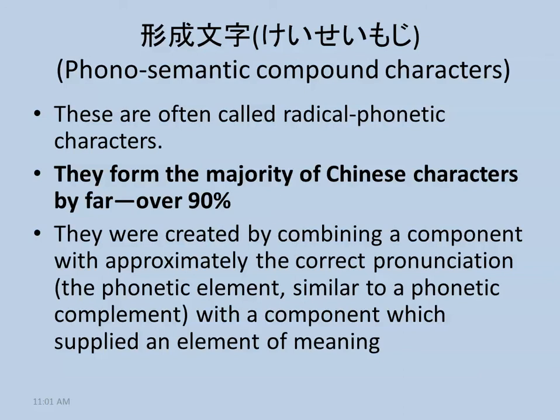So what are these? These are created by combining a component with approximately the correct pronunciation, and this is where things get tricky between China and Japan, but it still works to some extent, with a component which supplies the element of meaning. So in other words, half of your kanji is hinting at the reading of the kanji, in this case the onyomi, and the other half is hinting at the meaning of the character.